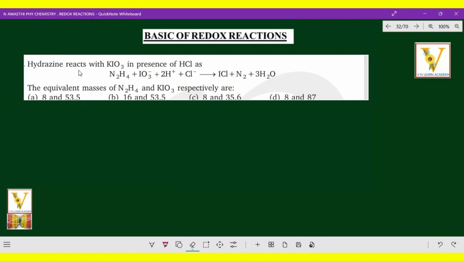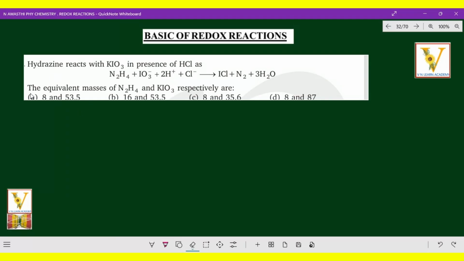Hydrazine N2H4 reacts with KIO3 in presence of HCl, as they have given in the equation. They are asking in the question the equivalent mass of N2H4 and KIO3 respectively. So we have to find out the equivalent mass. How to find out the equivalent mass? Equivalent mass equal to molecular mass by n factor. What is the n factor? How many electrons are lost or gained through this redox reaction?